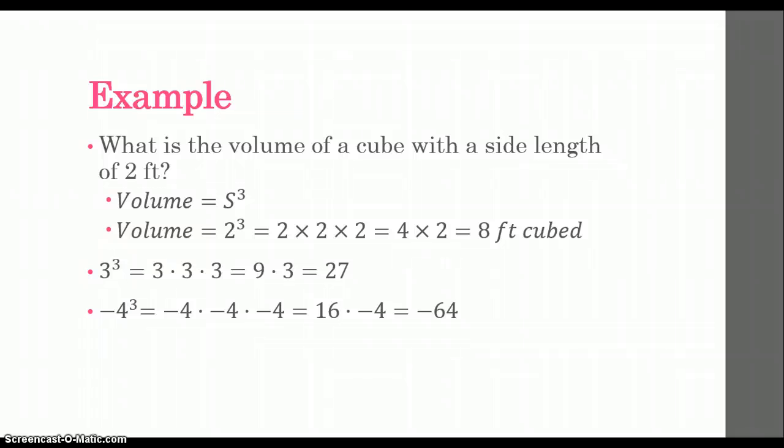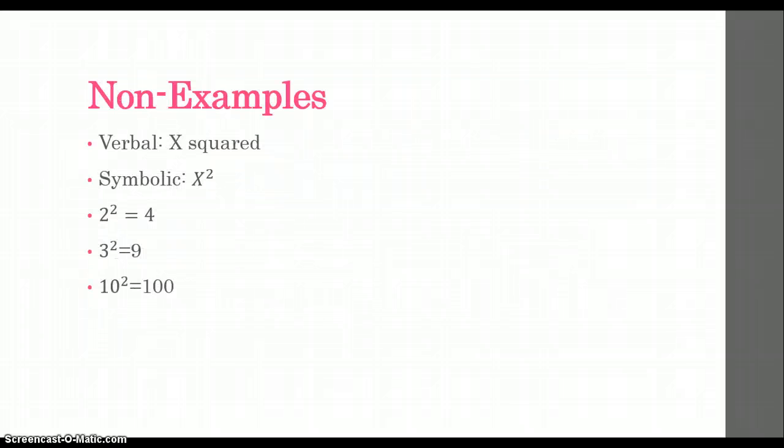Some other examples: we have 3 cubed, which is 3 times 3 times 3, which equals 27, and negative 4 cubed, which equals negative 64. And here are some non-examples, and these non-examples basically deal with squaring.